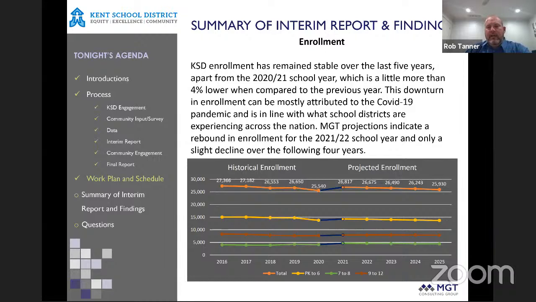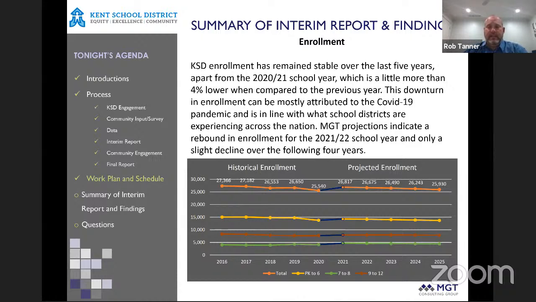And if you look down at the elementary level versus the middle school and high school grade levels for enrollment, you'll see that the middle and high school didn't really dip much, but the elementary did. And again, that's what we've seen nationwide. Families are holding off on kindergarten and preschool and first grade if they can. They have that ability to do that.